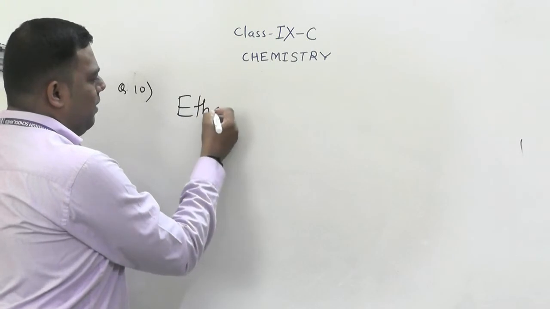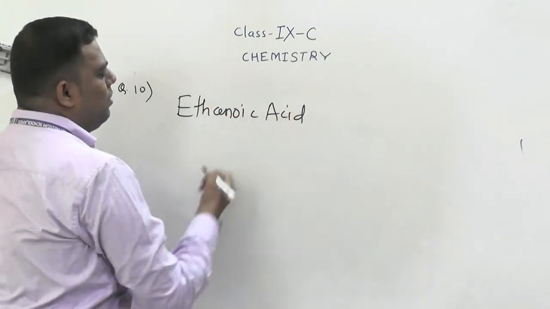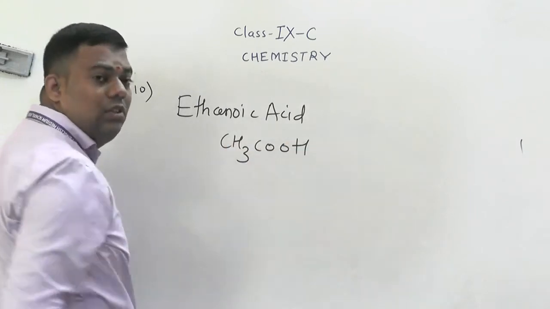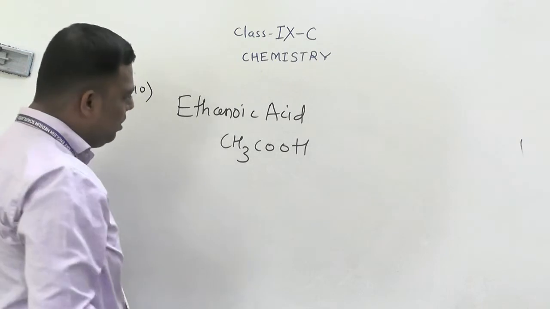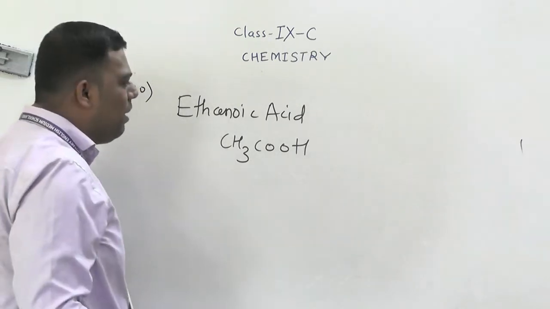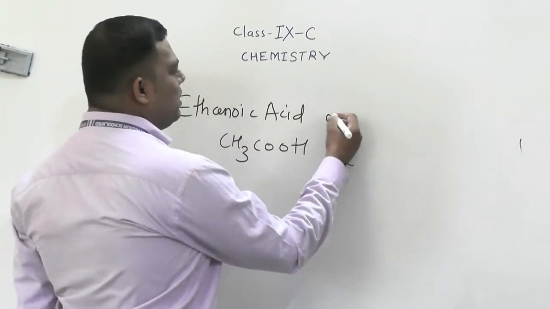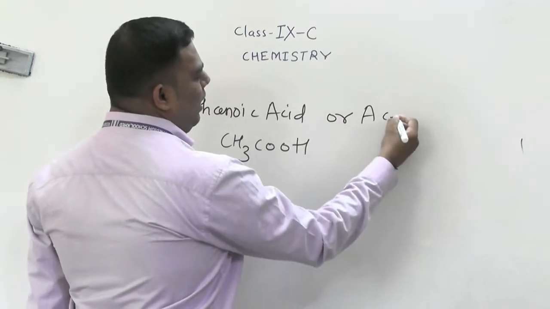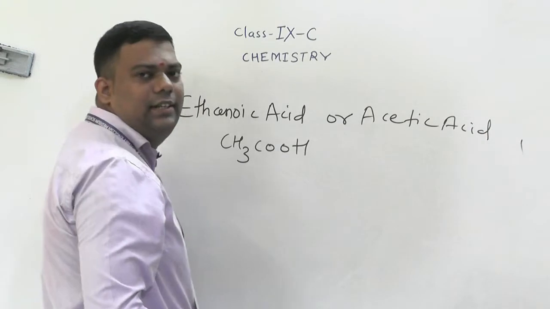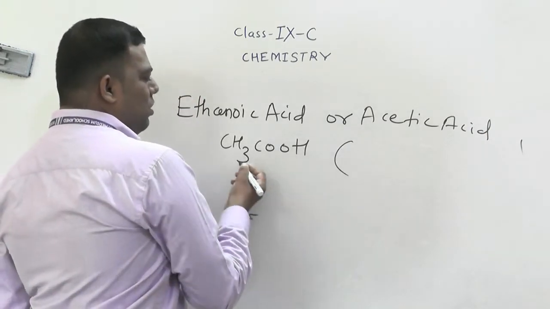Ethanoic acid is CH3COOH. CH3COOH, it is ethanoic acid. We can see the structural formula, but the molecular formula, or we can say this ethanoic acid is acetic acid. Acetic acid.